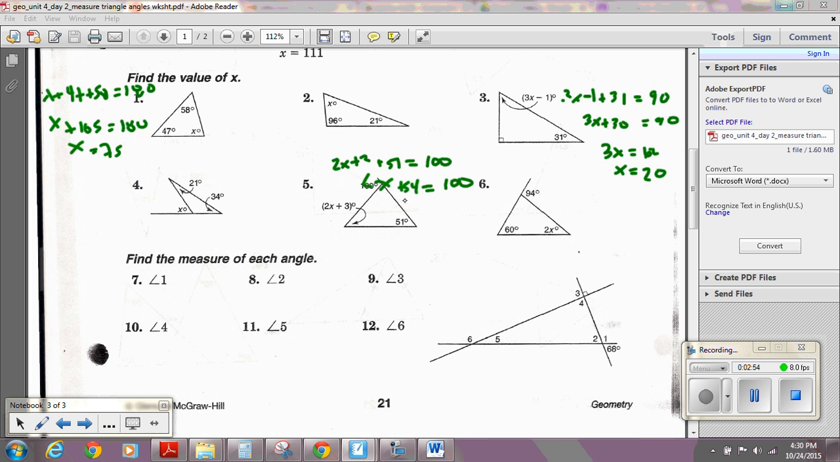Now I can subtract 54 from both sides. So that would give me 2x equals 46. Then divide both sides by 2. So x equals 23.